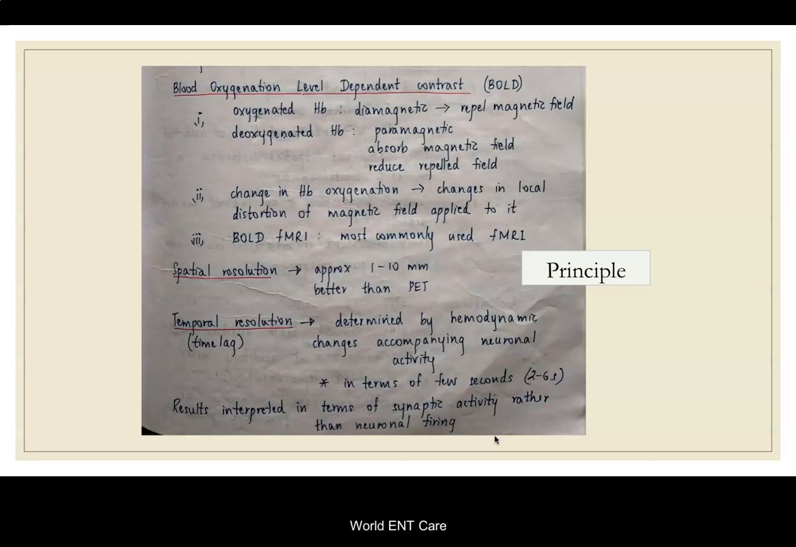So you have seen what blood oxygenation level dependent MRI is. This is the most common fMRI. It is an endogenous contrast. Oxygenated hemoglobin and deoxygenated hemoglobin have different magnetic field properties. One causes attraction, the other causes repulsion. This change is measured by fMRI.